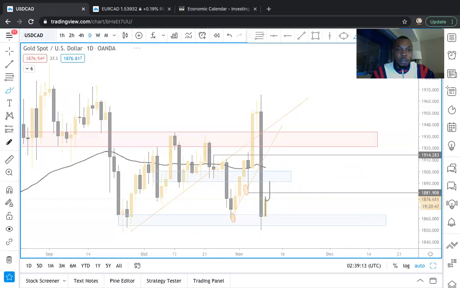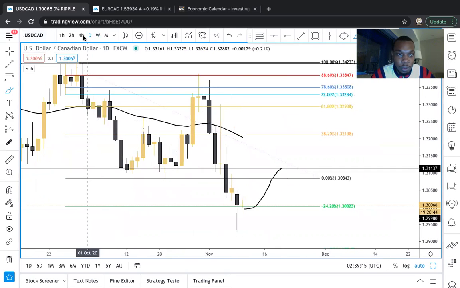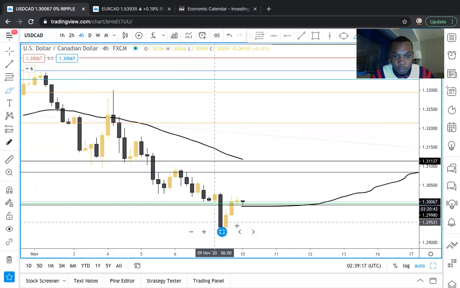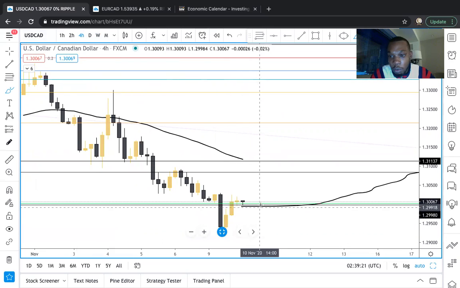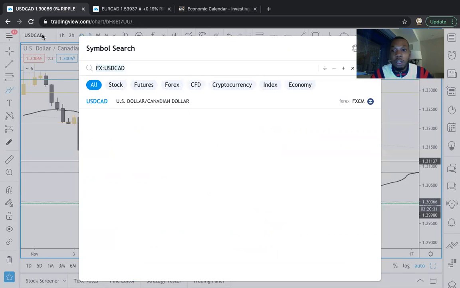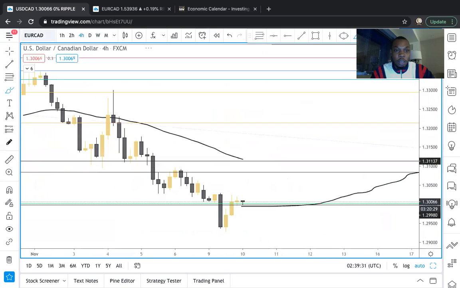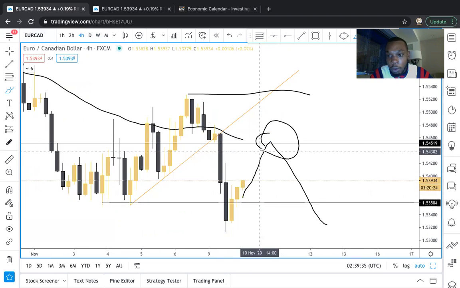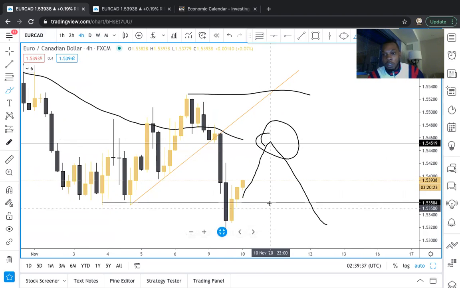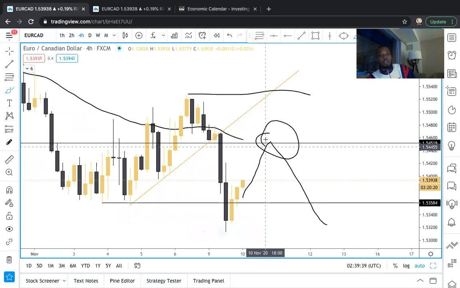USD CAD. If we hold at this 1.295 support, then I expect USD CAD to hit 1.31. Price is at 1.30 right now. That's 100 pips to the upside if we get that hold. Euro CAD, same thing. It's already on its way to the upside, 1.545. You can get 60 pips.